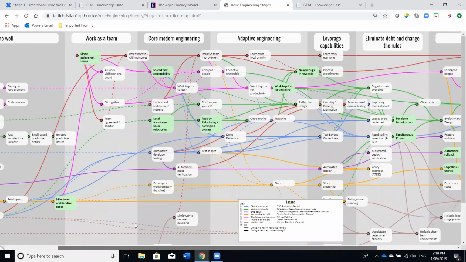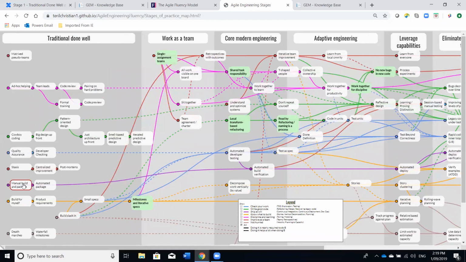On the left-hand side, there's simple things: manual build and package, automated package, quality assurance, developer checking, big design up front. We know what most of these things are, waterfall milestones. We know what those practices are, but why are these important here? Why is this discipline important here? Why are we starting with build in slack and being not hurried at this stage? These are the discussions that you want to have.